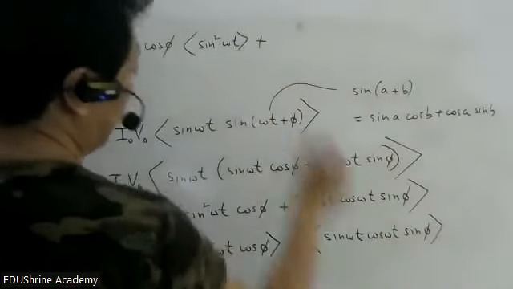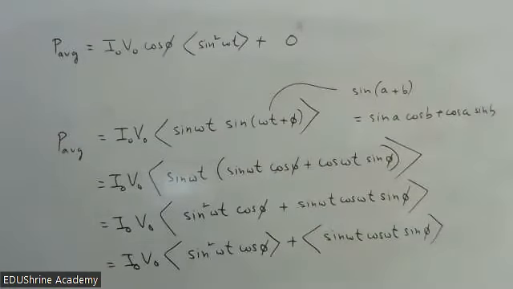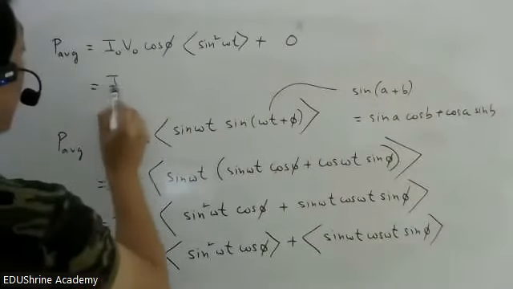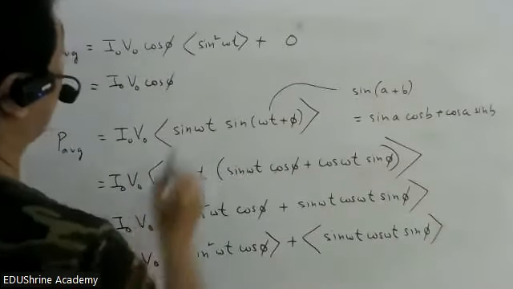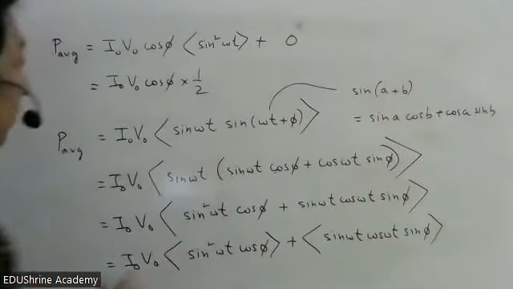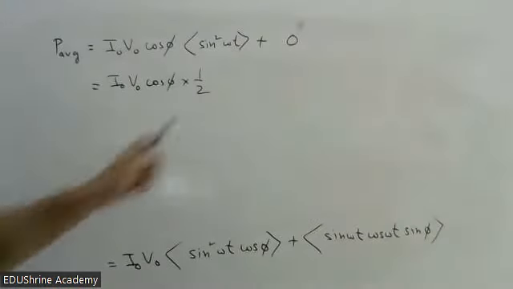And this one is 0. I will show you, don't worry. Why 0? I will show you. Now tell me quickly, what is the average of sine square? Half. So this is the formula for average power. Now let me tell you why this 0 came.